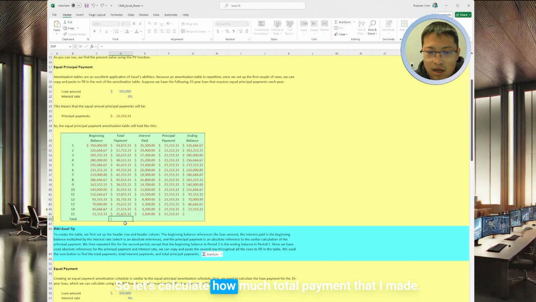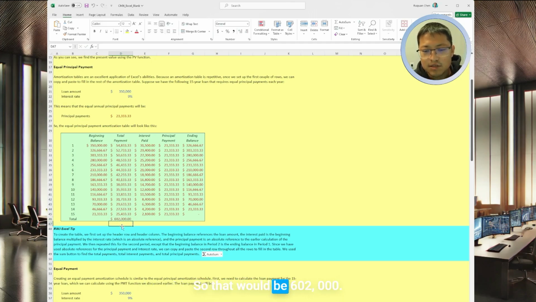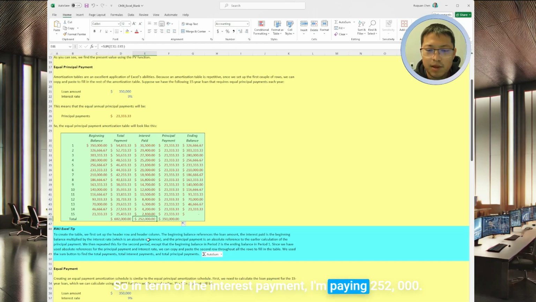So let's calculate how much total payment I made. I want to do the sum of all the total payments. That would be $602,000, right? My loan is simply $350,000, so in total I'm paying $602,000. I'm paying a lot more than the loan amount. How about the interest? We don't have to do the equation again, we can just apply the same equation. In terms of the interest payment, I'm paying $252,000. The principal is the loan amount. So that's the distribution of the total payment, interest payment, and principal payment.